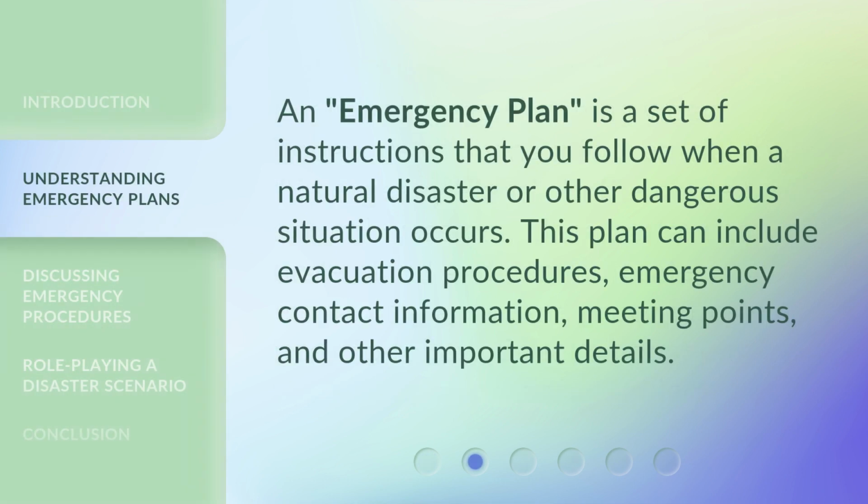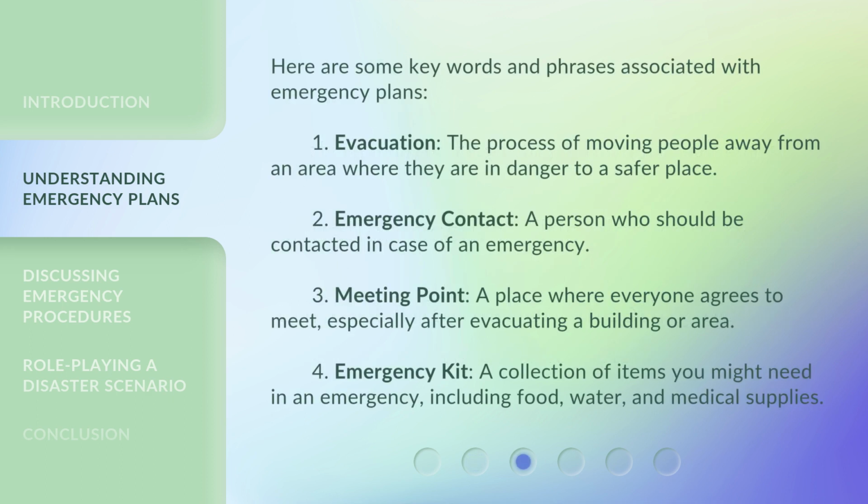An emergency plan is a set of instructions that you follow when a natural disaster or other dangerous situation occurs. This plan can include evacuation procedures, emergency contact information, meeting points, and other important details. Here are some keywords and phrases associated with emergency plans.